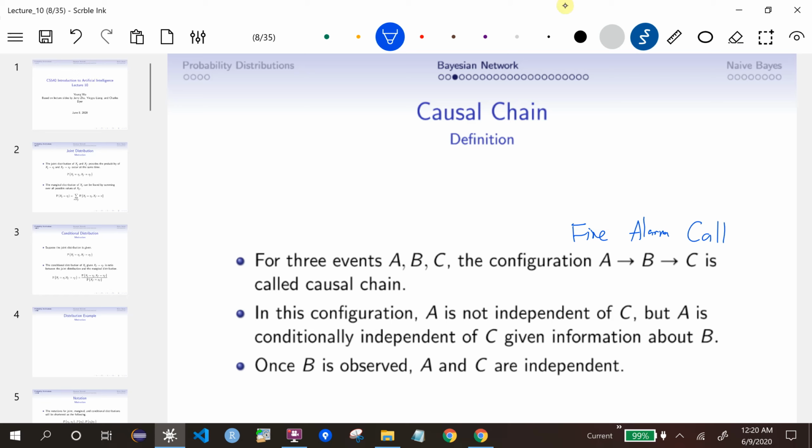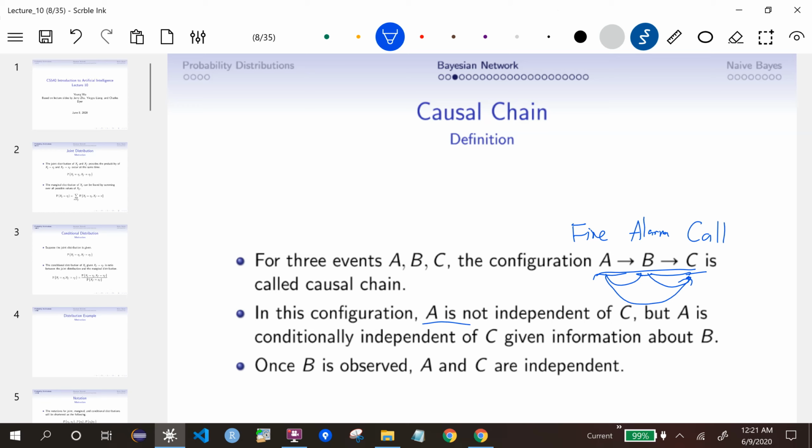Then if there is a fire, it causes the alarm to sound. It may not cause the alarm to sound, with a small probability that the alarm is broken. And if the alarm sounds, then there is a probability that your neighbor is going to call you. There is another probability that the neighbor just ignored it. But basically, these variables are related in the sense that one causes another. So if there's a fire, it indirectly causes someone to call you, but it's not a direct relation.